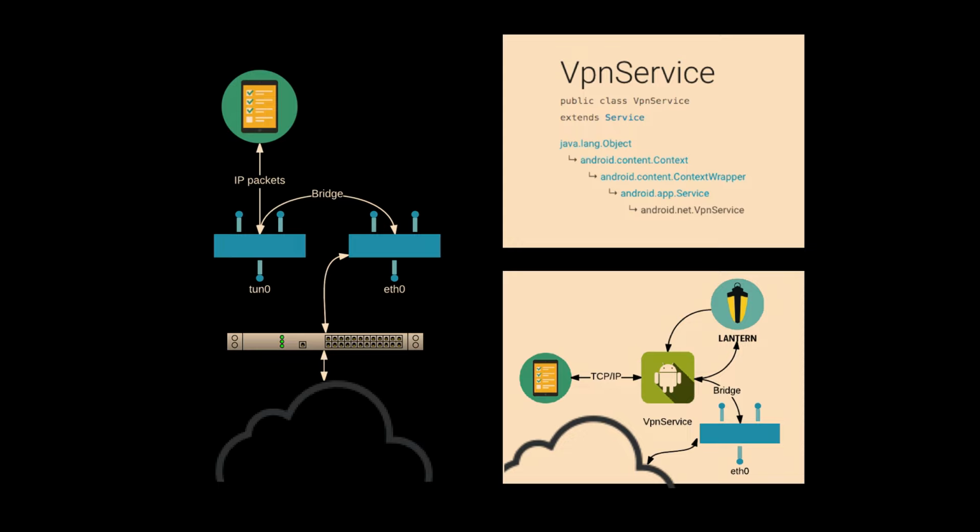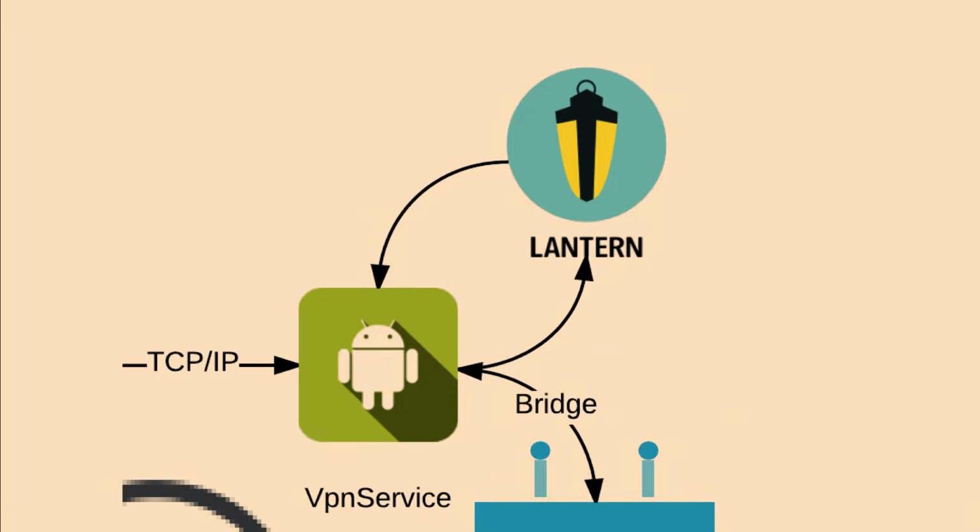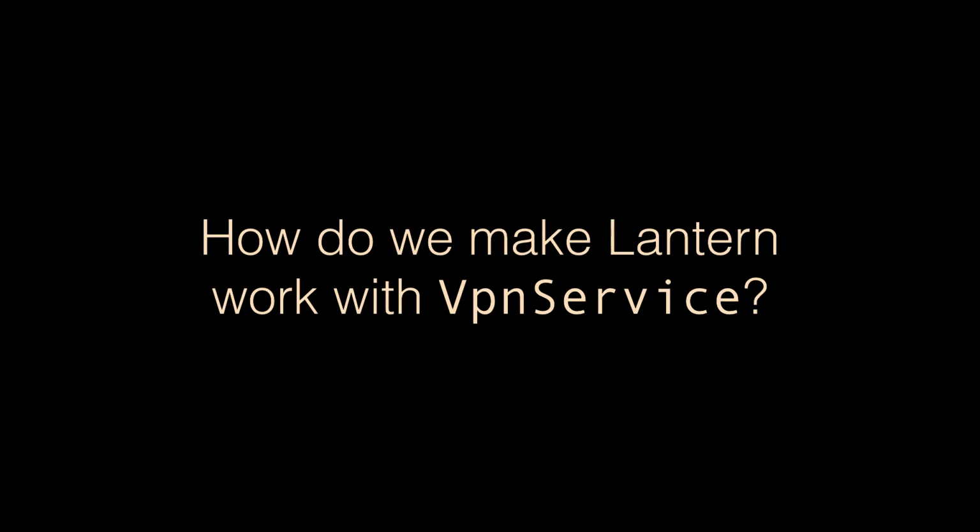Okay, so we had to discuss a lot on how to do those things, and it turns out that we really needed something in between, because we were not able to use Lantern directly, since Lantern didn't read raw IP packets. Lantern was a local HTTP proxy, and raw IP packets are not in the format Lantern expected. So how do we make Lantern work with VPN Service?